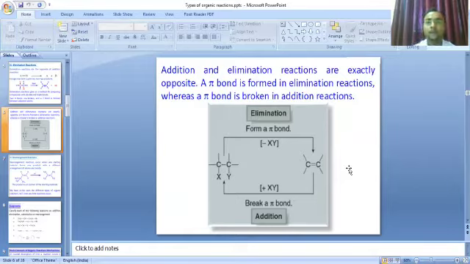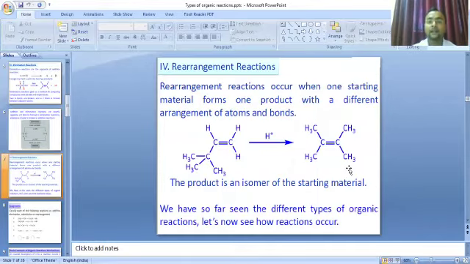Now come to the rearrangement reactions. Rearrangement reactions occur when one starting material forms one product with a different arrangement of atoms and bonds. So here you can see in this example, in acidic medium, this compound rearranges and an isomeric product of the starting material is formed. This is the substituted alkene, and in this type of reaction, we can see that the reactions happen by different mechanisms.